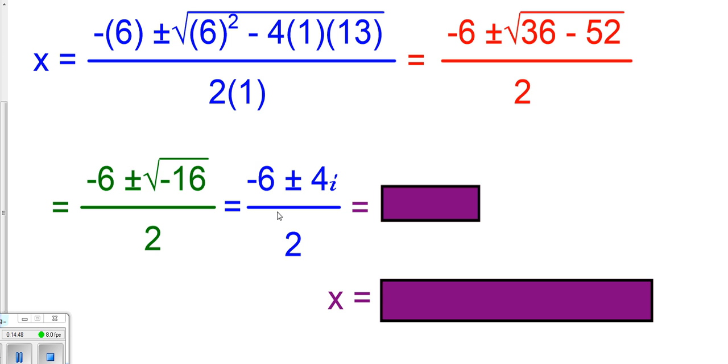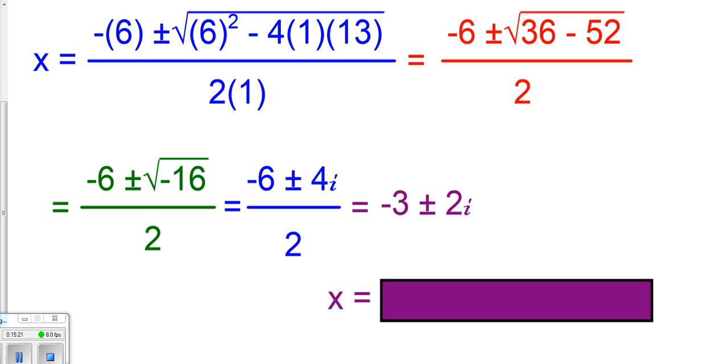Now at this point, we can divide the 2 from each of these pieces separately because there's a plus or minus in between them. We can't combine a real number, 6, with an imaginary number, 4i, but we can divide the 2 from them. Because remember, treat this as though it was a variable. Negative 6 plus 4x, negative 6 minus 4x. We can't combine unlike terms, but we can divide from both of them. Dividing the 2 from both of them leaves negative 3 plus or minus 2i.